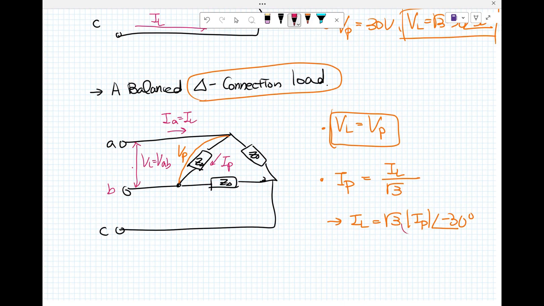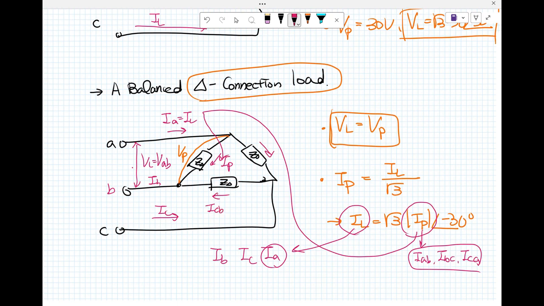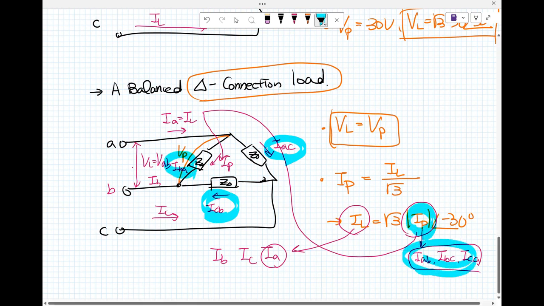And some students get confused about line and phase current. This is a phase current. Like this one, the line currents are I sub A, I sub C, I sub B. These are I sub AB, I sub BC, I sub CA. Like this one, I sub CB, I sub BA, I sub AC. This is phase current.